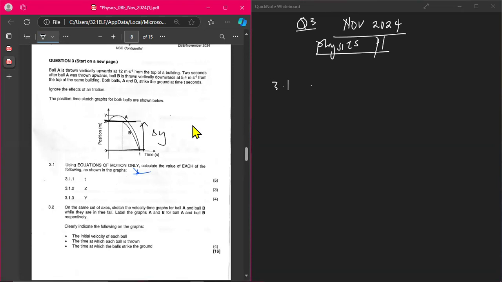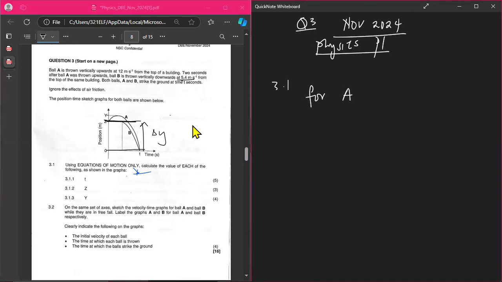But the times were different because they have to strike the ground at the same time. As you read there, ball A is thrown vertically upwards at 12 meters per second from the top of the building. 2 seconds after ball A was thrown upwards, ball B is thrown vertically downwards at 5.4 meters per second at the top of the roof. So I will go and make two equations for A and B.